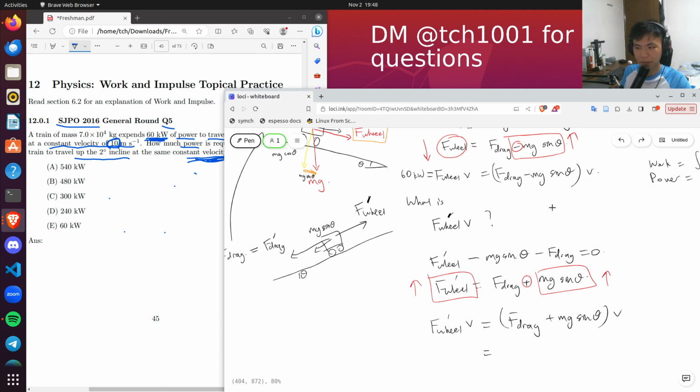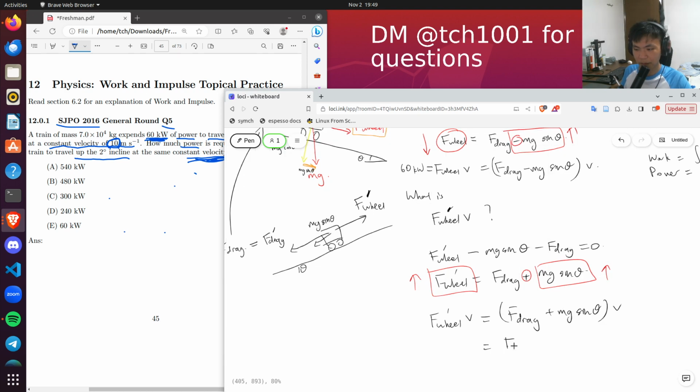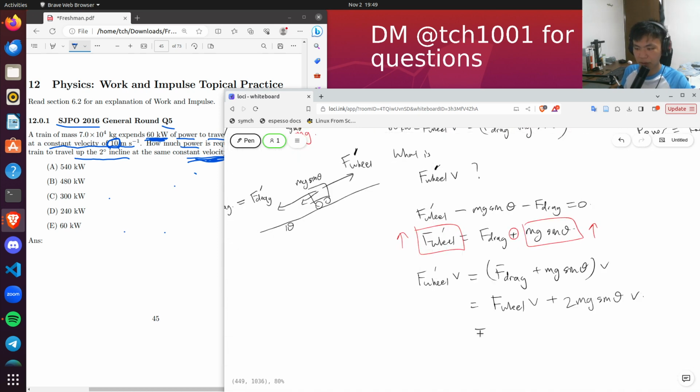But actually, we can take a shortcut even, a bigger shortcut, and say that this is just F wheel times V plus 2 mg sine theta times V. Because this was a minus, now it became a plus. So just plus 2 mg sine theta. And we know the first quantity here is 60 kilowatts, so all we need to do is calculate the second quantity.